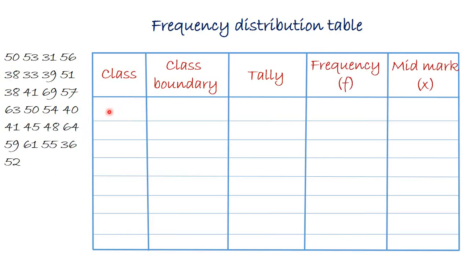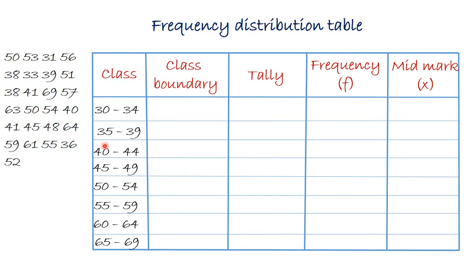Now, they told us to start with a class of 30 to 34. So our first class is going to be 30 to 34. So when we maintain that width of 5, it means the next is going to be 35 to 39. The next will be 40 to 44. The next will be 45 to 49. The next will be 50 to 54. The next will be 55 to 59. The next will be 60 to 64. And you can guess the next. That is 65 to 69.